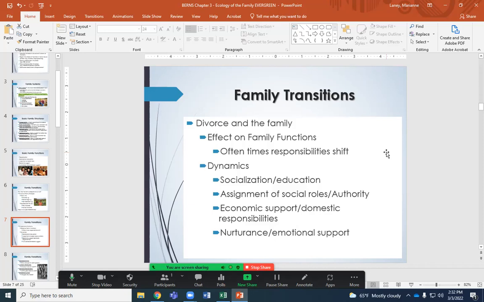The family functions, is it 50-50? Is it really 50-50? And who's in charge? Is it legal? Is it emotional? Like, there's a lot going on, right? Oftentimes responsibilities shift, of course. And again, I mentioned, what if it's two different things in two different houses, right?